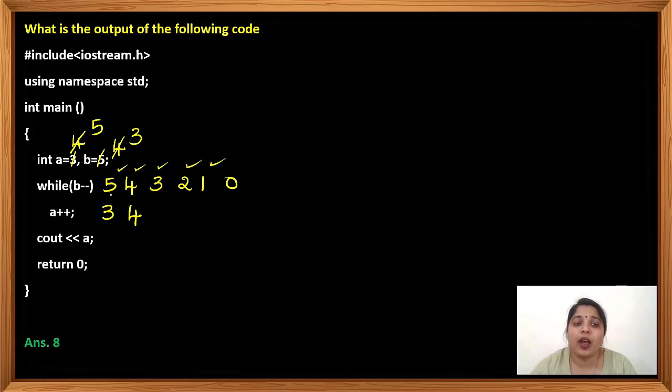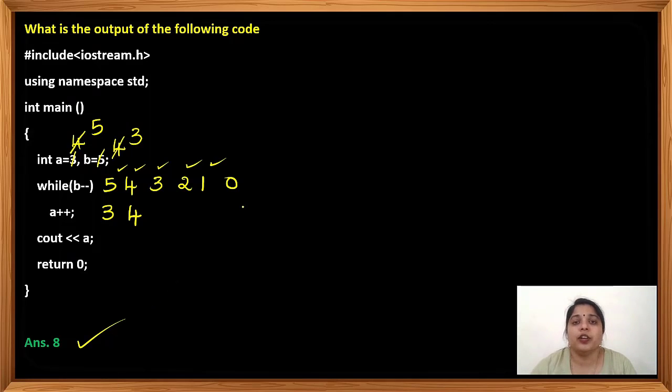So we have to add this 5, 1, 2, 3, 4, 5, to this 3 to get the answer, because each time it is incremented only by 1. So the answer is 3 plus 5, which is equal to 8. So 8 is the answer for this question.